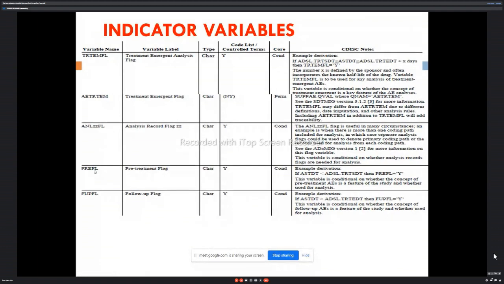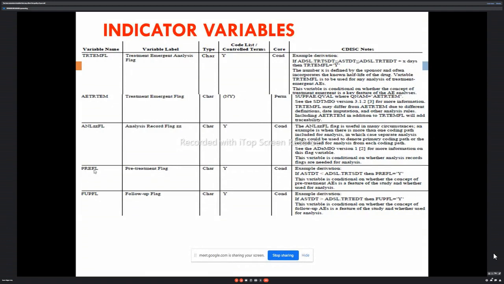Treatment start date. Very good. If adverse event started less than treatment start date, then it is a pre-treatment flag, isn't it? Yes, sir. Then how can we say FUPFL, follow-up flag?